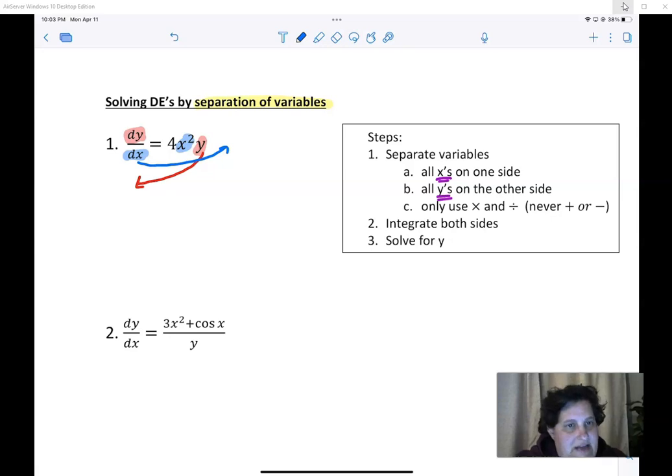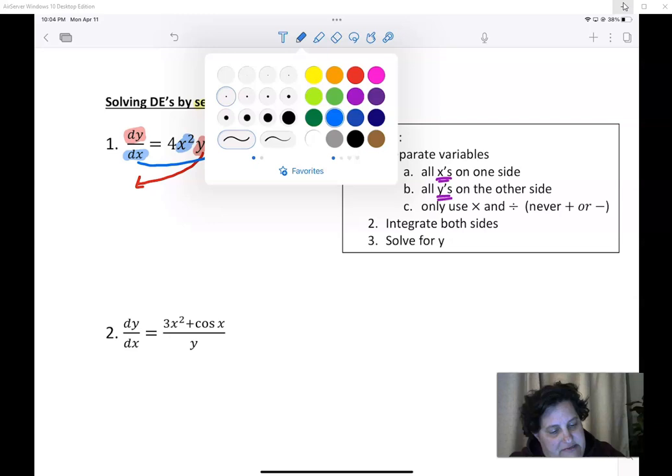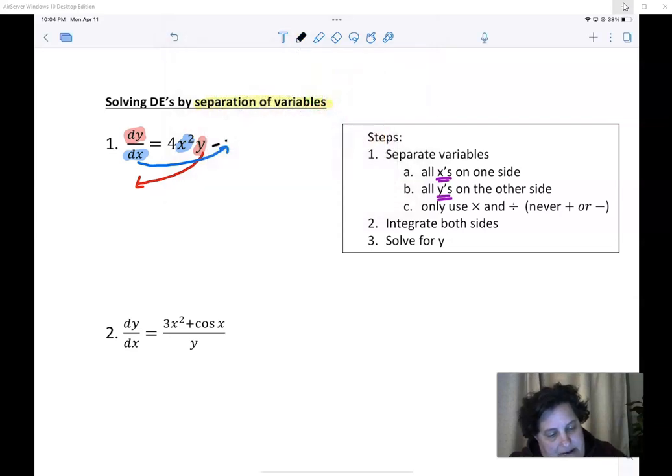Okay. Now the key is you can only use multiply and divide to get things over, never add or subtract. You're not allowed to do that. So for example, if this said minus y, I can't do plus y to the other side. It just doesn't work because of the dy dx, okay?